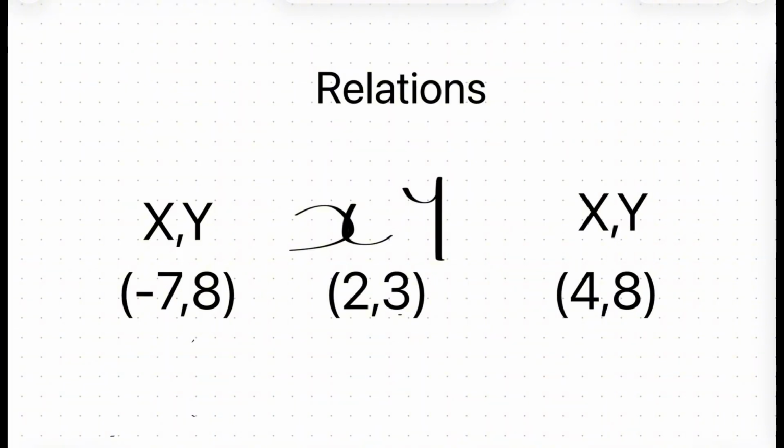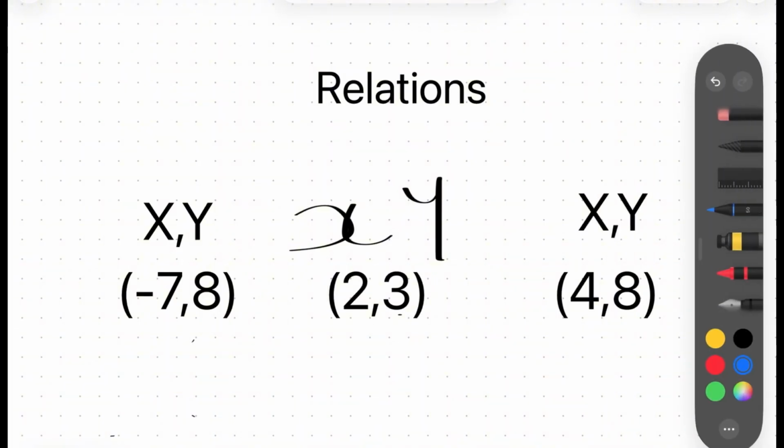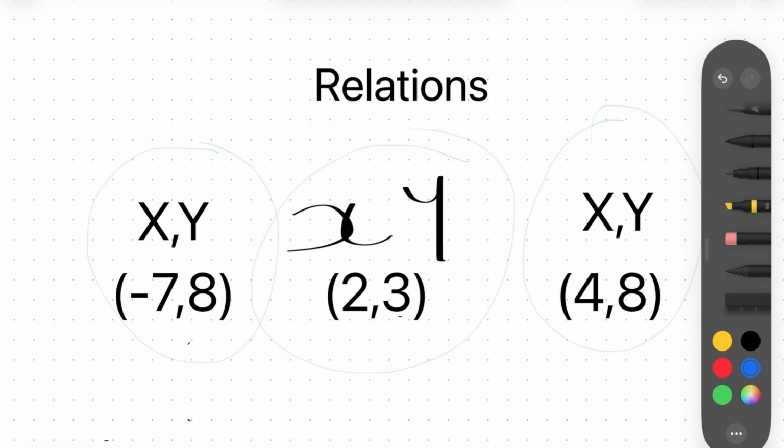So for the first example, which is right here, the 7 would have been the domain and 8 would have been the range. In the second one here, 2 would have been the domain and 3 would have been the range. In the example right here, 4 would have been the domain and 8 would have been the range. And in order to do functions properly, you have to know the differences between these.